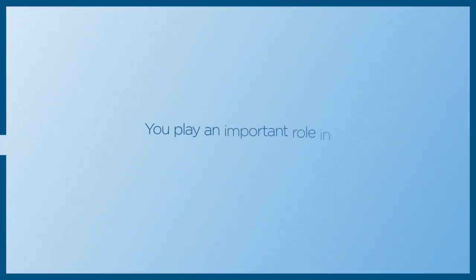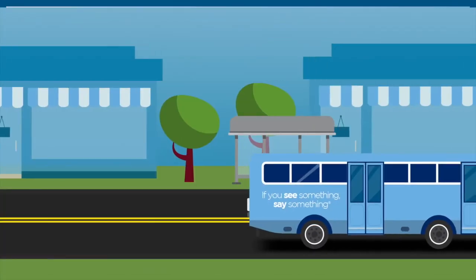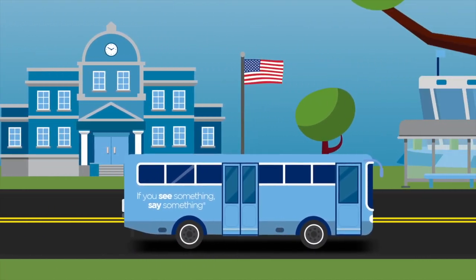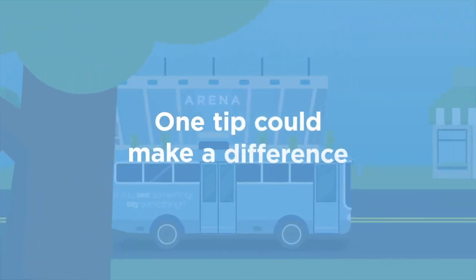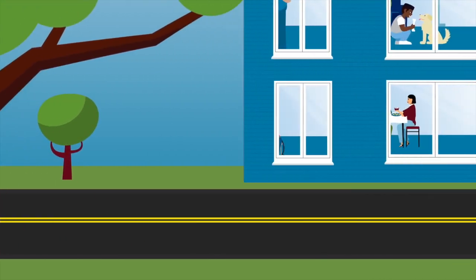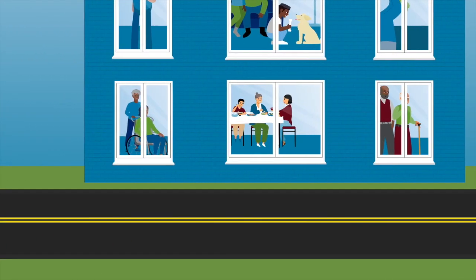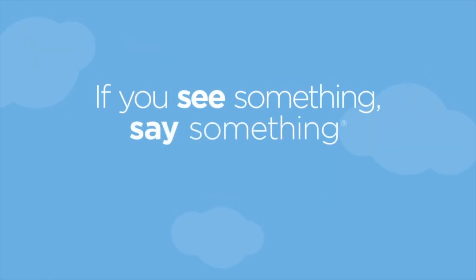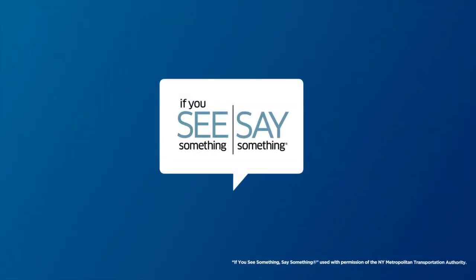You play an important role in protecting your community. Signs of terrorism-related suspicious activity could appear anywhere in our daily routine. You never know. One tip could make a difference. Everyone is encouraged to participate in the If You See Something, Say Something campaign and empower others to help identify and report suspicious activity. Learn more about how to partner with the campaign and download materials by visiting www.dhs.gov/csay. Remember, if you see something, say something.